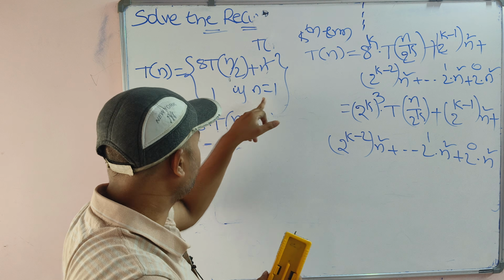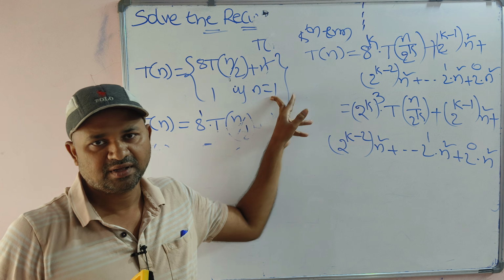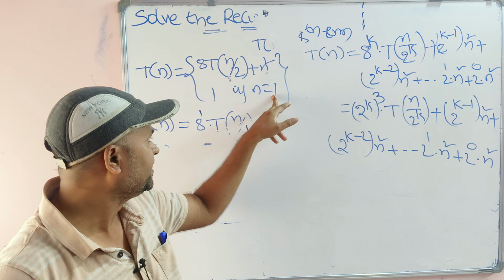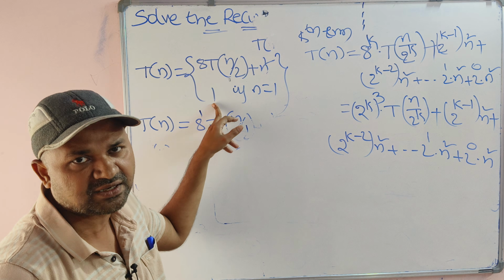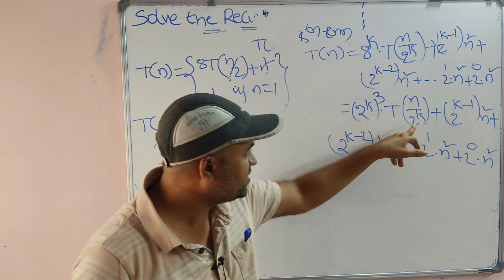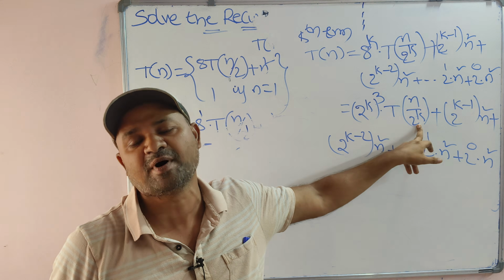What is T of 1? T of 1 is given in the problem. If n equal to 1, then what is the answer? 1 is the answer. So here we have T of n by 2 power k.